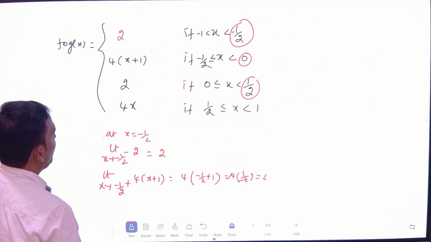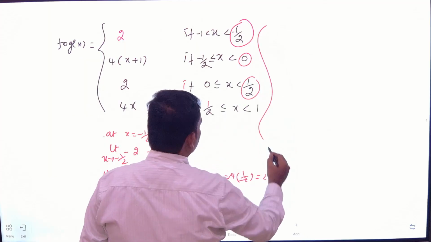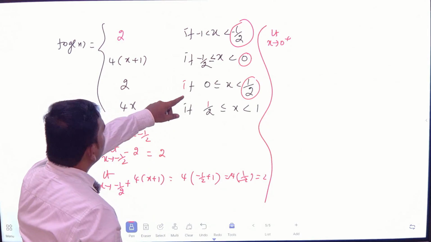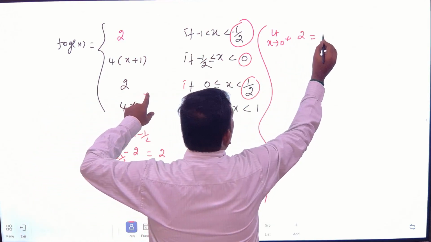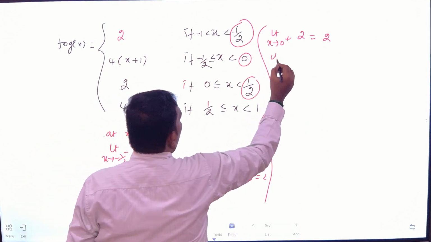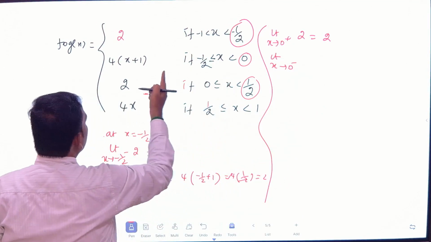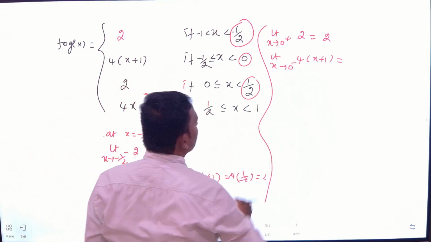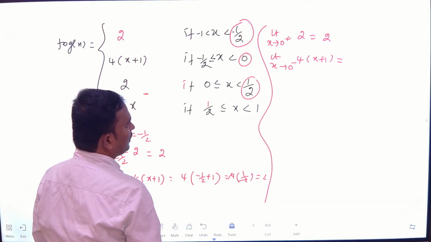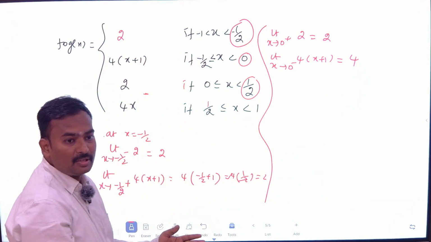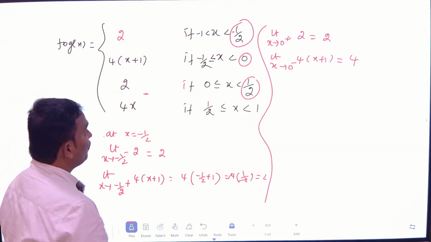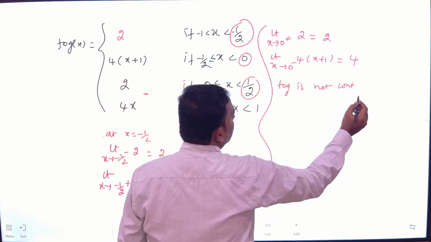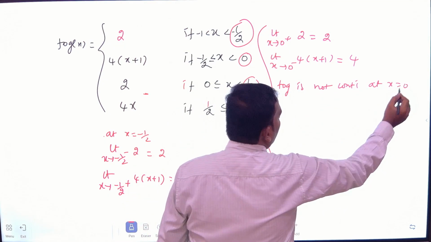Now check at 0. You can take 0 plus, which means it will be 2, right? There is no issue. Then you can check 0 minus. 0 minus means less than 0. So which function do you have to take? 4 into x plus 1. If you apply 0, what will you get? 4, right? So definitely the left limit and right limit are not the same. Therefore, F composition G is not continuous at x is equal to 0.